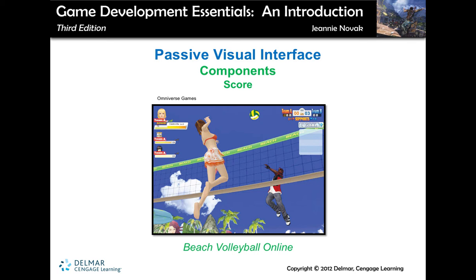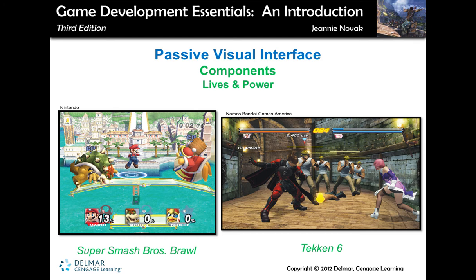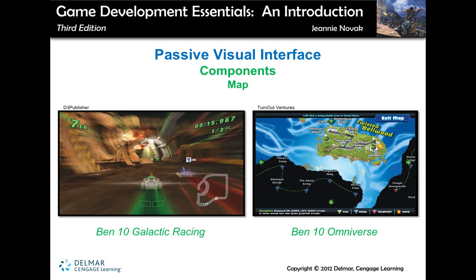Score. So these are passive visual interface components. So you might have the score, you might have lives and power. These are all passive. They change depending on what you do in the game. However, the player has no interaction with this part of the visual interface. You just see it. You don't change it. Map. You can see the map.